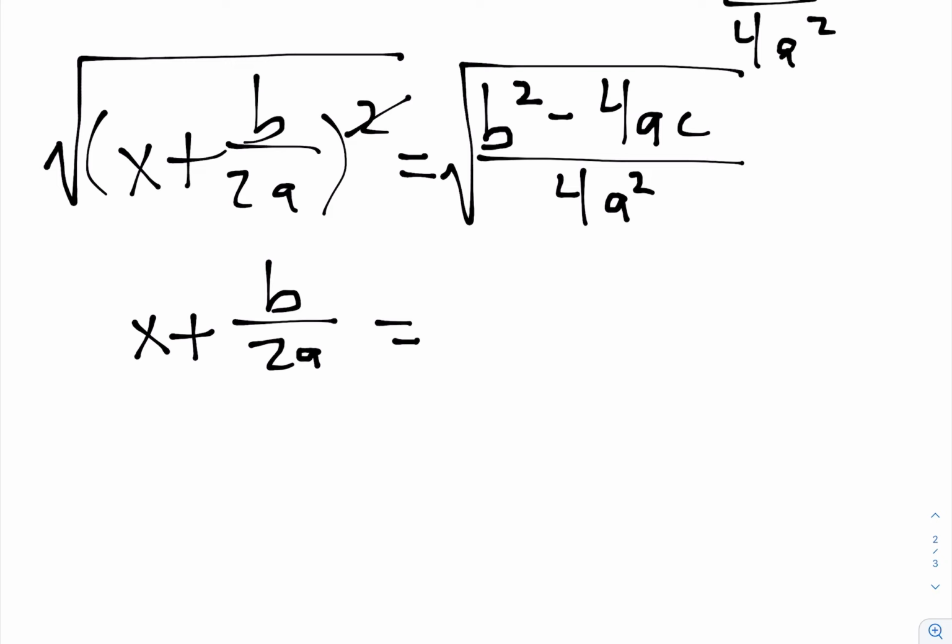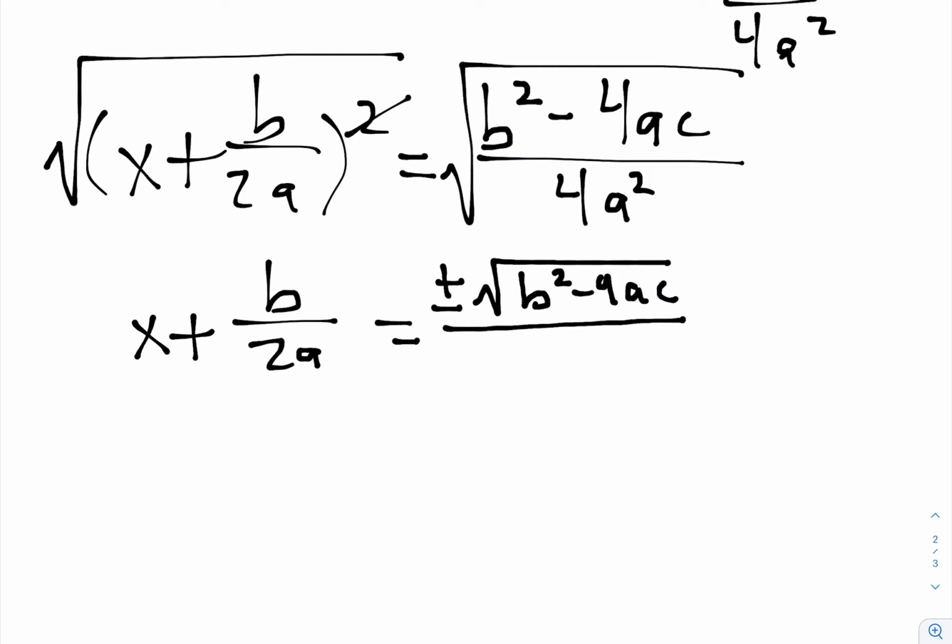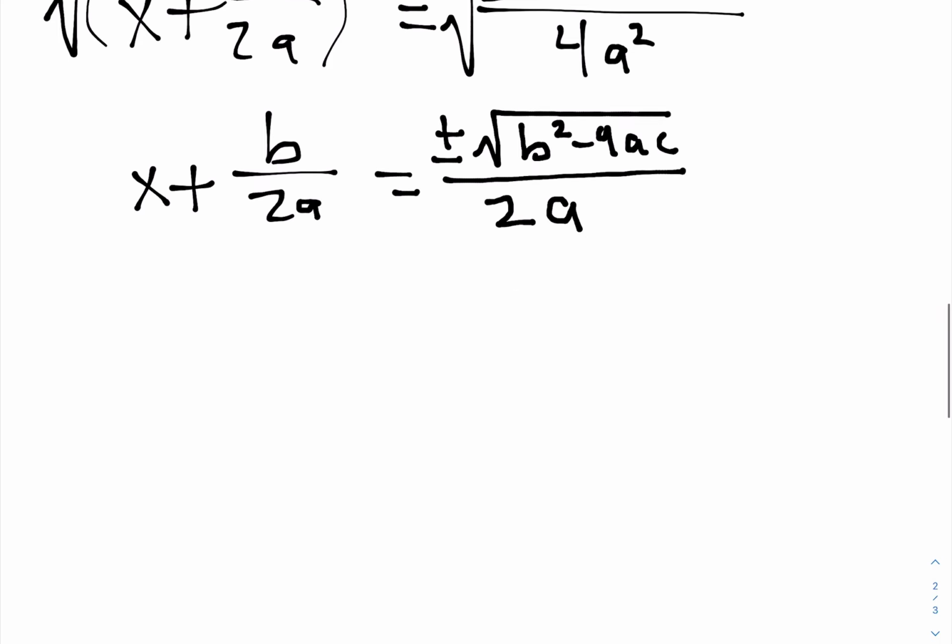Anytime we voluntarily add a square root on both sides, we have to add this plus or minus here. So it's going to be plus or minus the square root of b squared minus 4ac, divided by the square root of 4a squared. So the square root of 4 is 2, and the square root of a squared is just a. So this is probably looking pretty familiar now.